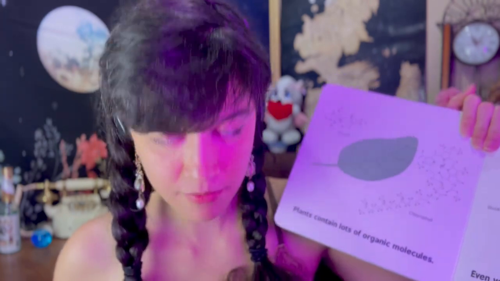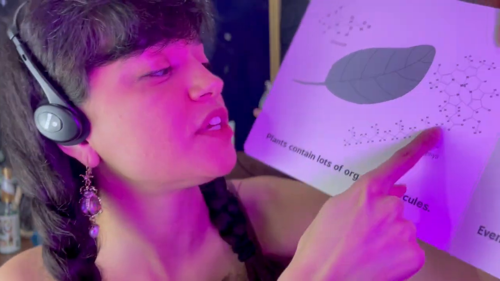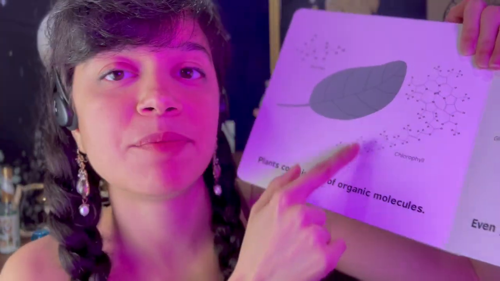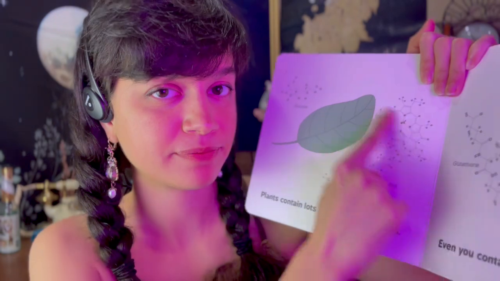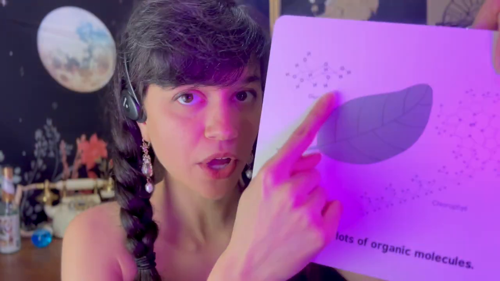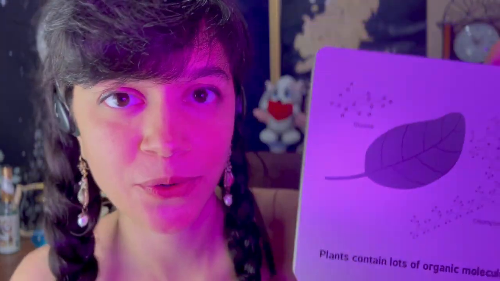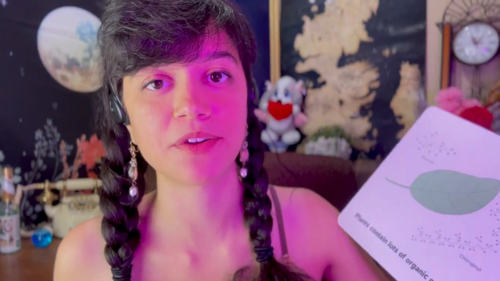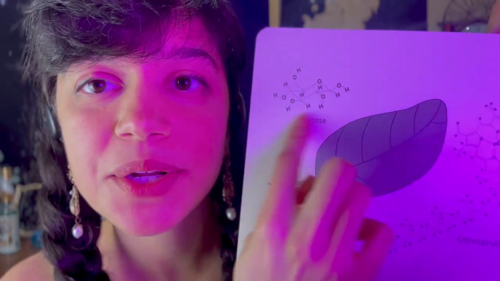So, we have all of these organic molecules that then make up this organic leaf. And then we also have glucose. Glucose is also an organic molecule, and it's plant material. It's right up here. So organic means natural. It's basically found in nature.